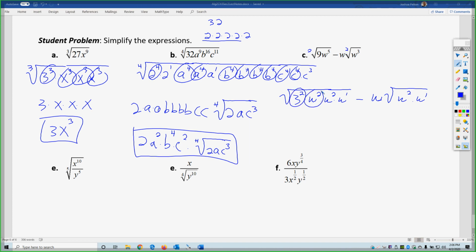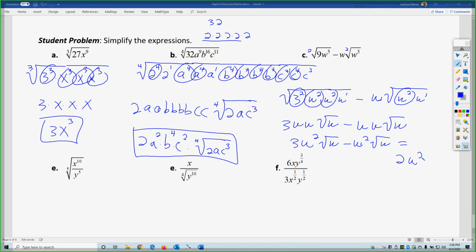So a 3, a w, and a w comes out, left with square root of w, minus a w comes out, so that's w square root of w. So you have 3w squared square root of w minus w squared square root of w. So I really have, if you think about it, 3 minus 1. So I really have 2w squared square roots of w. Okay, let's scroll down to the last 3.